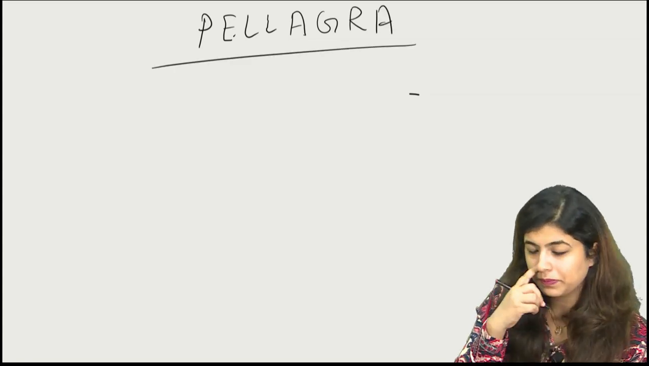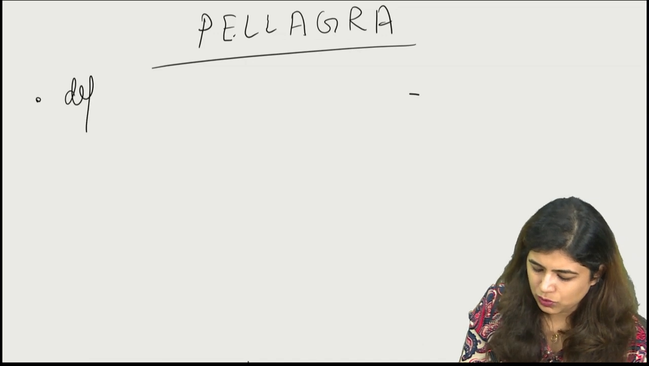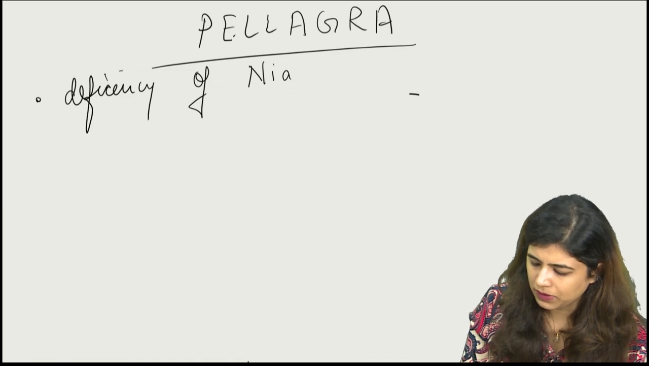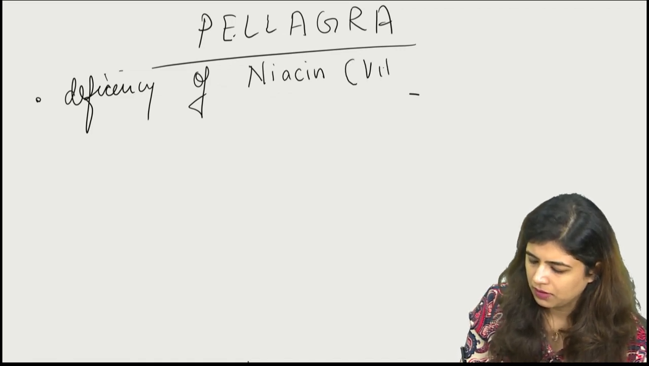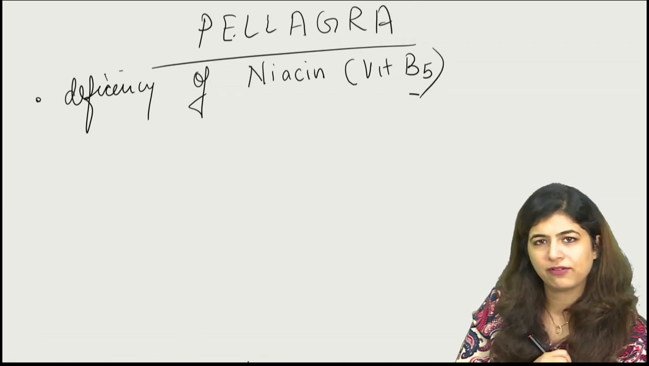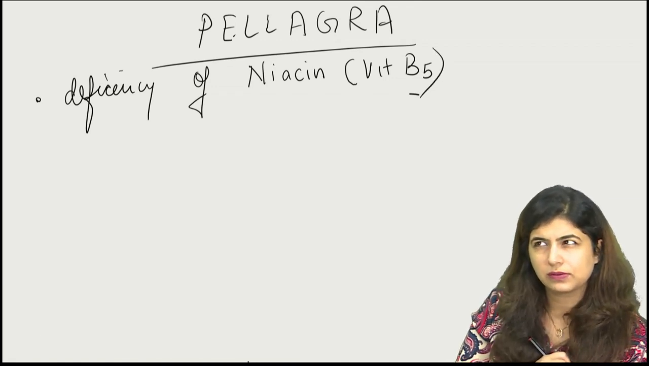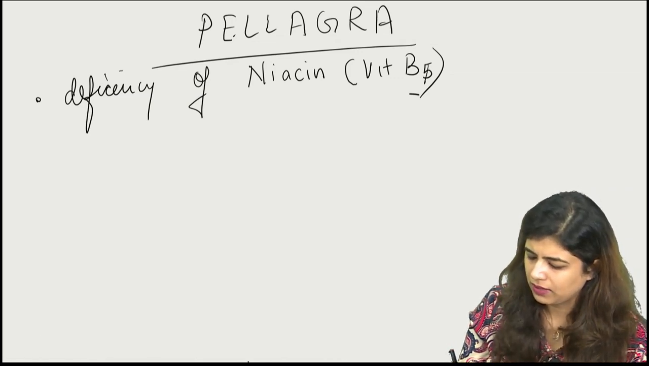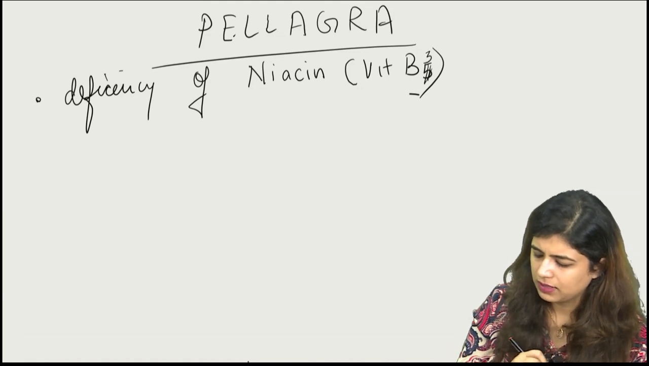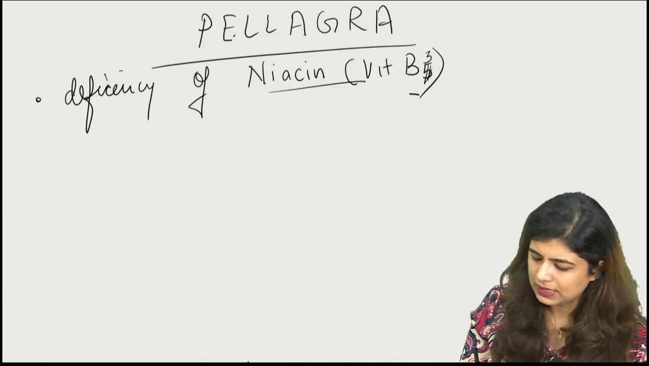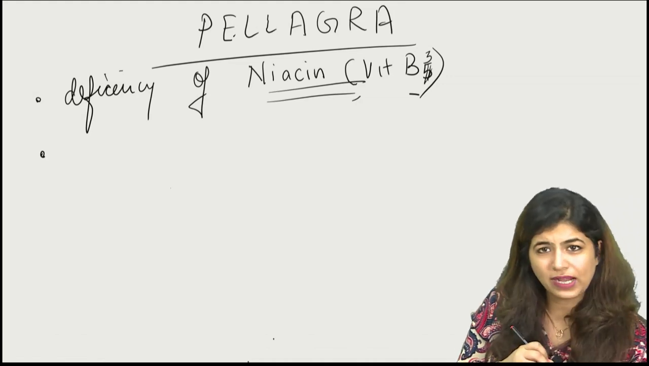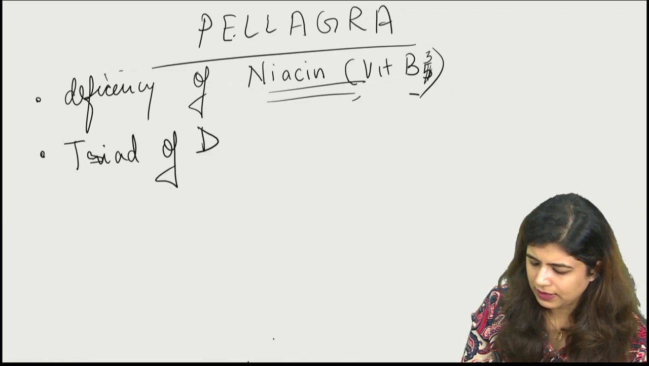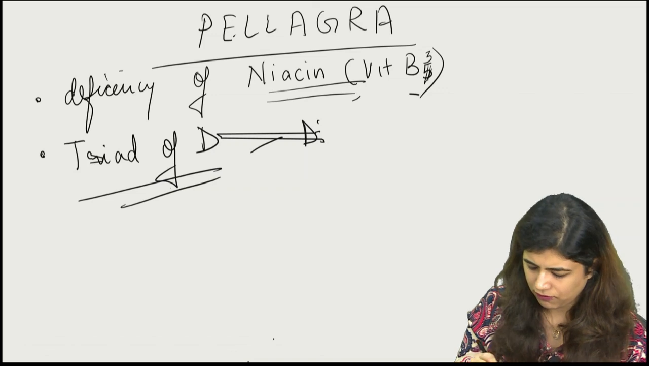What is pellagra? Pellagra is due to deficiency of vitamin B5, which is B3. We'll confirm that. I think it's B3. So this is niacin. Now, what do you find in niacin deficiency? You have a triad of D's. What are the D's?